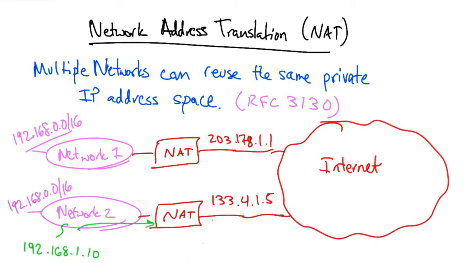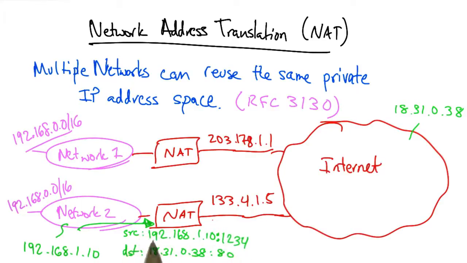Now, a host back here, say 192.168.1.10, might send a packet towards a global internet destination. Now, the key behind NAT is that this packet has a source port, and the NAT is basically going to take that source IP address and port, and translate it into a publicly reachable source IP address and port, and the destination will remain the same.